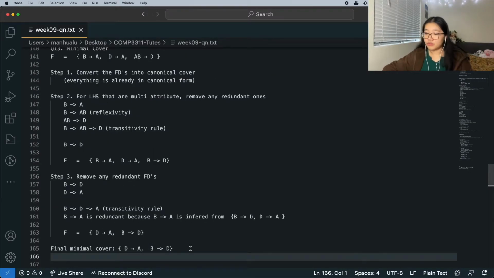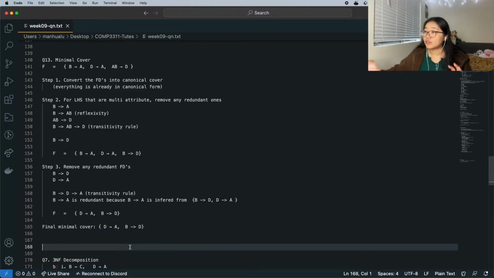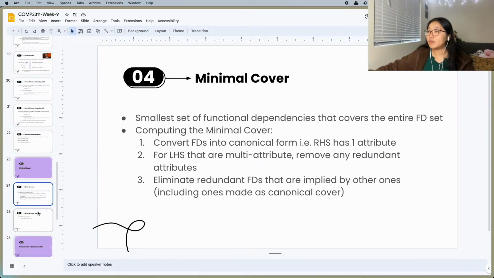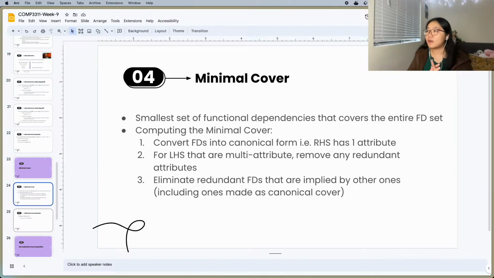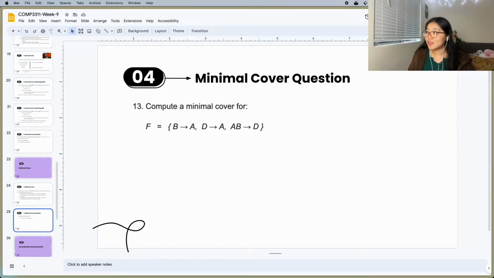So let me just zoom out. If you need, take a screenshot or whatever to try and understand that. Alright, moving on to the minimal cover slides. So yeah, that was the 3 steps there. It is a good idea to memorize that for your exams. But yeah, let's move on to the next learning objective.